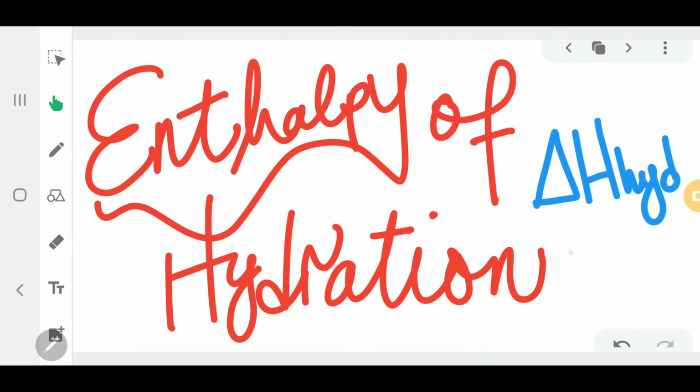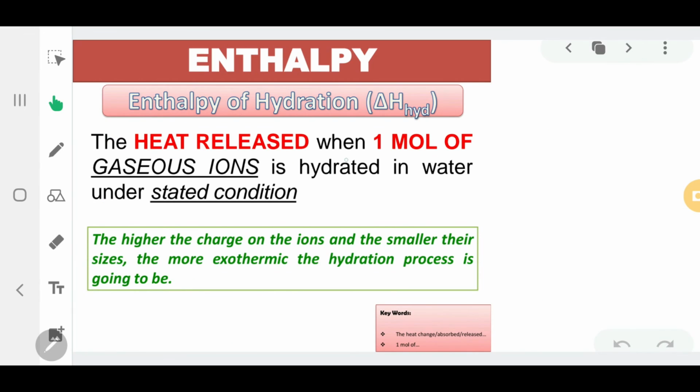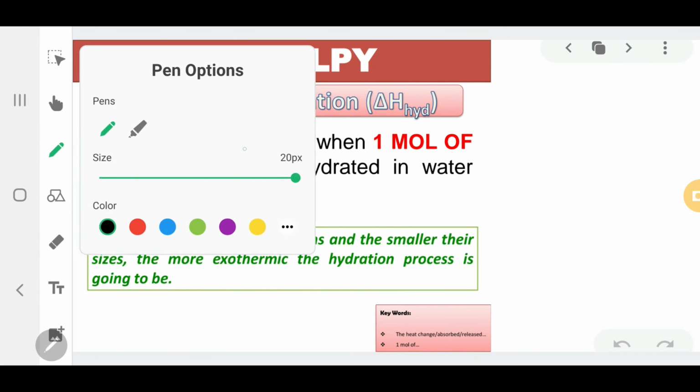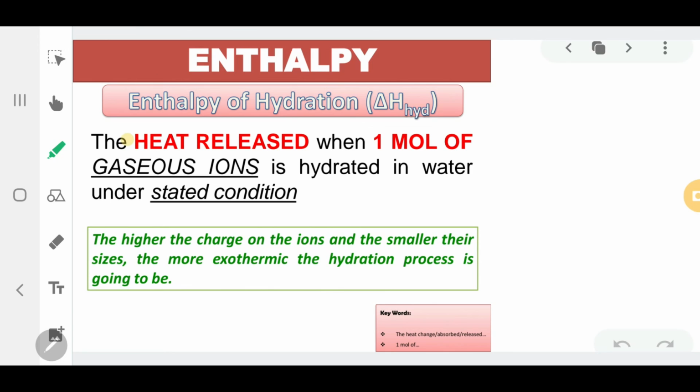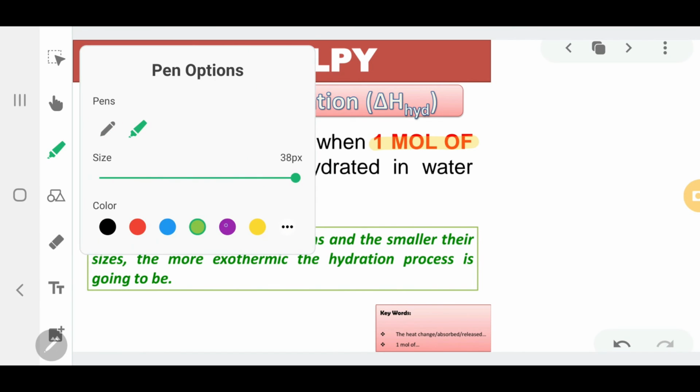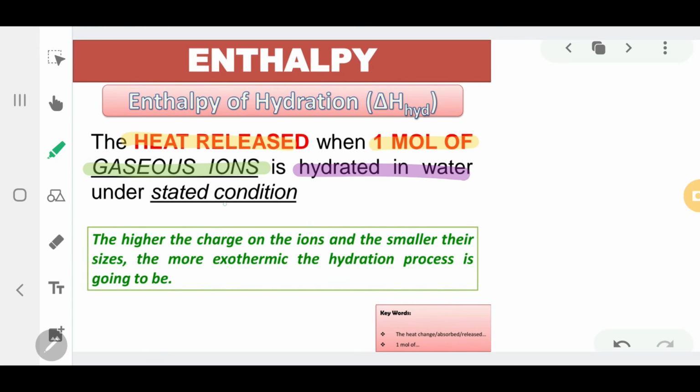Now we're going to look at the enthalpy of hydration, and the symbol for enthalpy of hydration is change in enthalpy, hydration. So for the enthalpy of hydration, we are going to be focusing on the heat being released when you have 1 mole. So what is that 1 mole of gaseous ions? You have gaseous ions being added into water under stated condition. So we have the 1 mole of ions hydrated in the water.